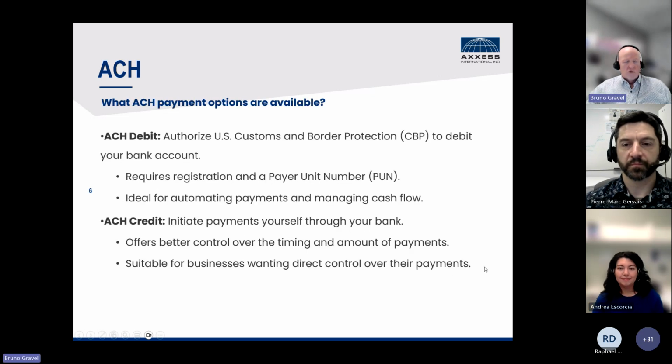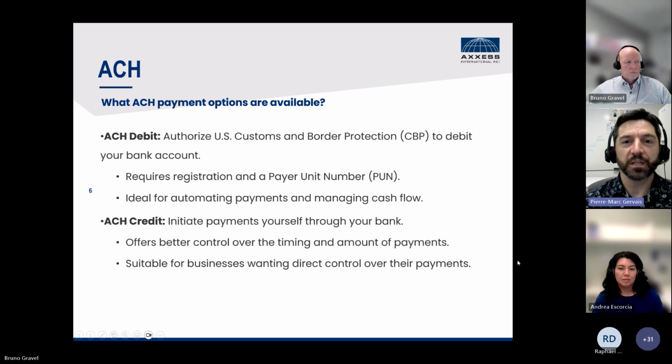So there's many options, two options in the ACH payment that are available. Pierre-Marc, you want to cover those? Yes, there are two options. Our favorite one, and the one that's used by most importers, is the ACH debit option. What it means is that you will authorize the U.S. Customs and Border Protection, the CBP, to debit directly your bank account. It requires a registration, and once you've registered, you will receive a unique number that is a payer unit number, or PUN. It is ideal for automating all payments and also to manage your cash flow. So this is the option that we recommend, and in the next slide we'll explain you why.